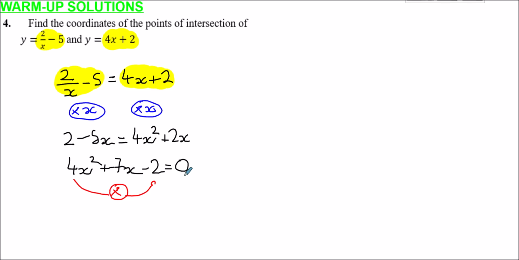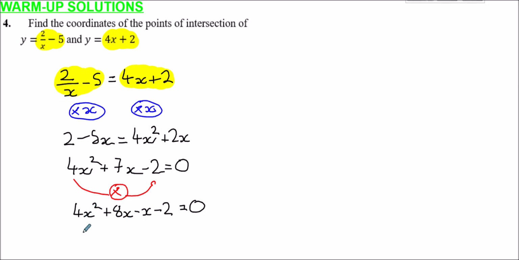We can think of those two numbers. I'll just make this a bit neater actually, if the pen's going a bit wonky. 7x. Two numbers that multiply to -8 and add up to +7, that's going to be +8 and -1. So we can partition this 7x into +8x minus 1x, and of course -2 equals 0. This now factorises into two different partitions.